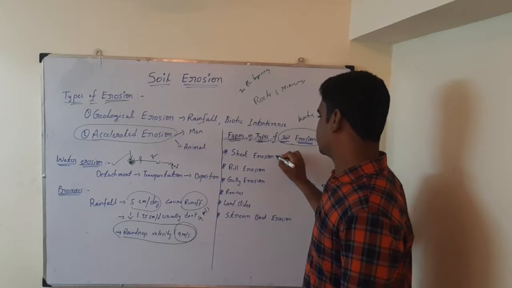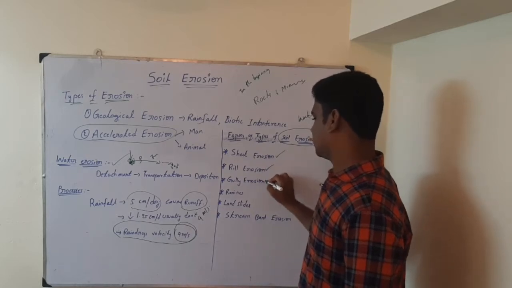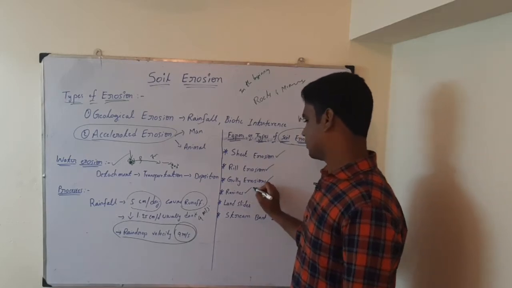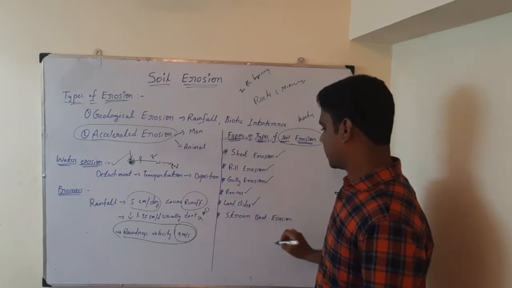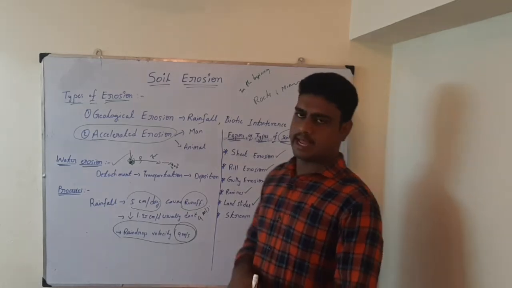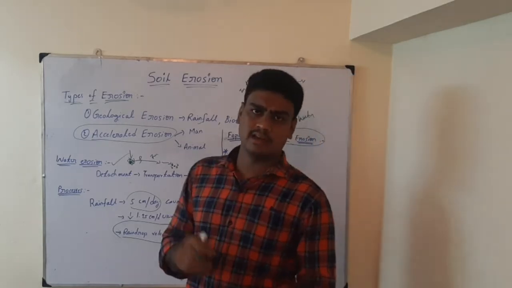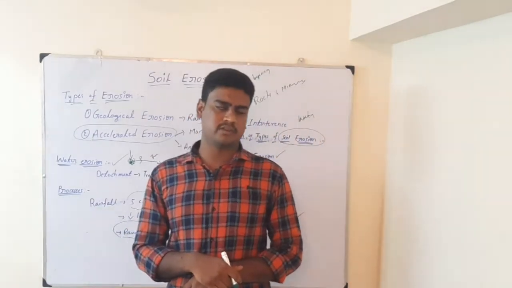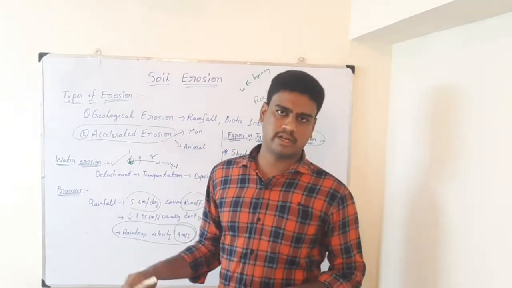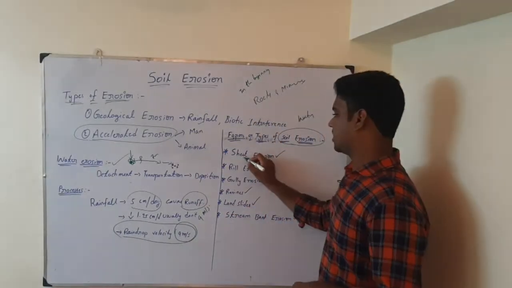So the first one is sheet erosion, the second one is rill erosion, the third one is gully erosion, the fourth one is ravines, the fifth one is landslides, and the last one is stream bank erosion. If you look at sheet erosion, it is nothing but the thin topmost layer of the soil. If it gets eroded, that is called sheet erosion. That's why they named it sheet.